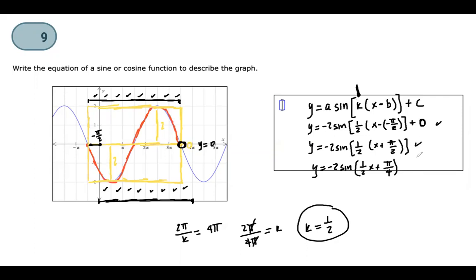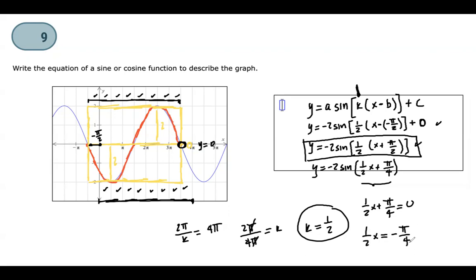But this, for me, I actually like this version better because it allows you to see the actual shifting. The shifting is pi over 2. And in this version, to find the shifting, you would have to solve for x. You would have to do this equals 0. So you would have 1/2 of x equals minus pi over 4. Then you would multiply and would end up with x is equal to minus 2 pi over 4, or minus pi halves. So in this version, the one before you multiply, you get the actual shifting right there.